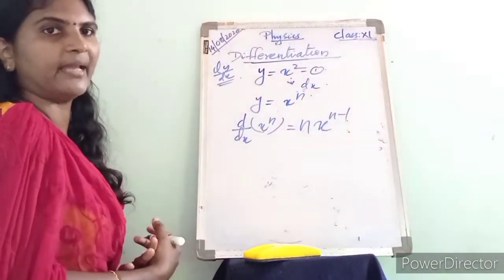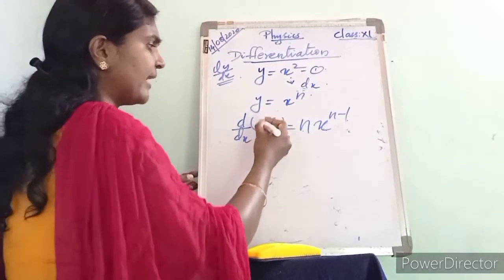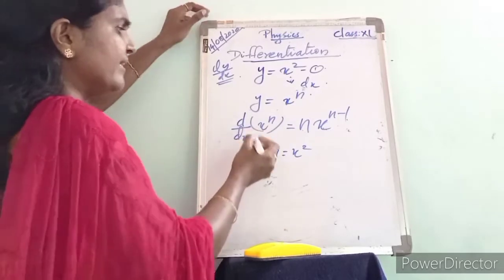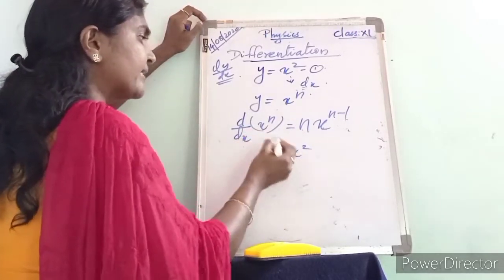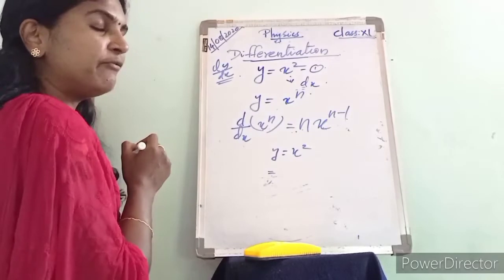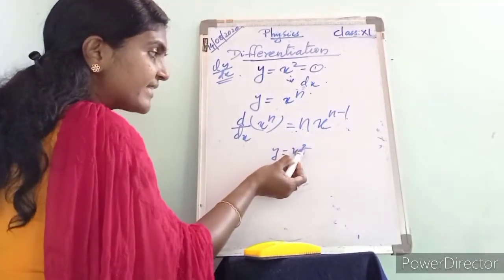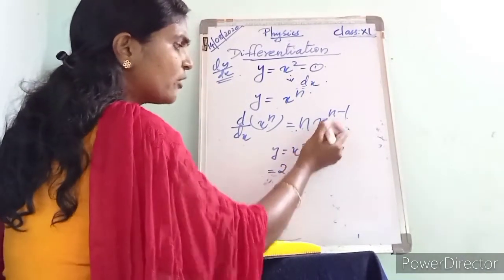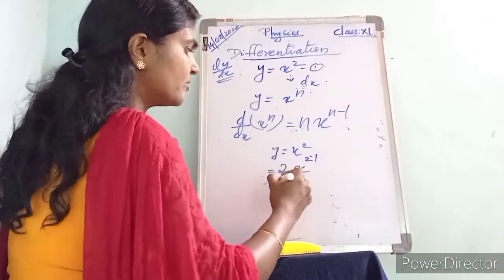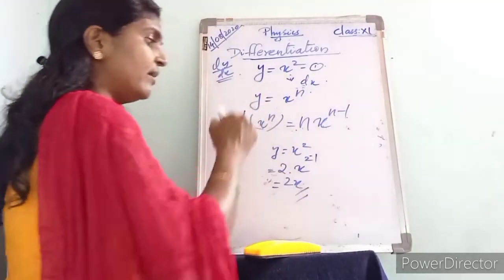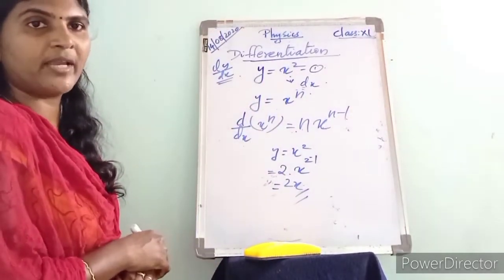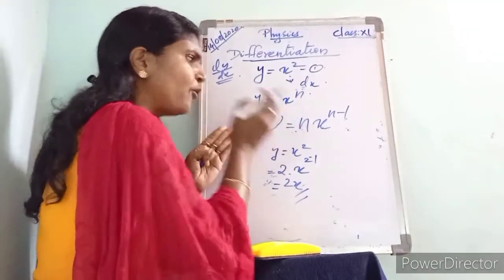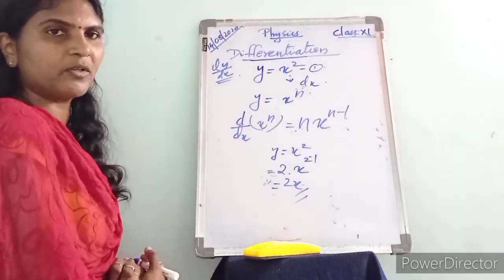Here we are considering, for example, y equal to x square. Then we can find d by dx of x square using this equation. How can we find it? Instead of n, what is here? 2. Then x raised to, instead of n, 2 minus 1. So we got 2x. That we got in the last problem. There were too many steps involved there. Instead of that, we can use this simple formula to find the derivative.